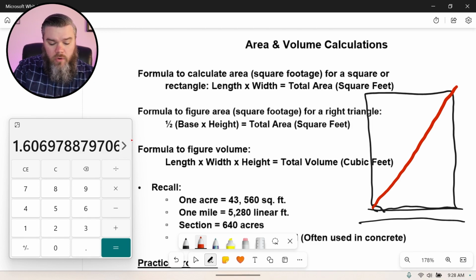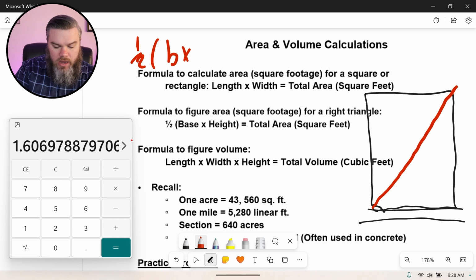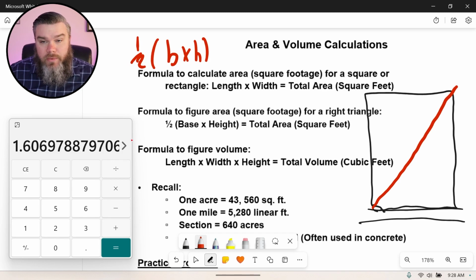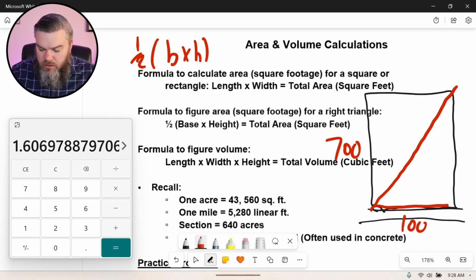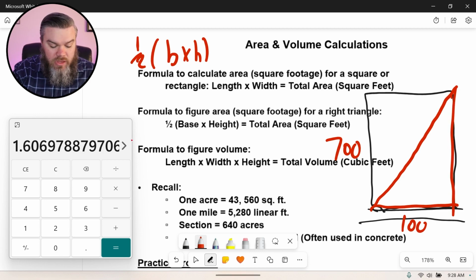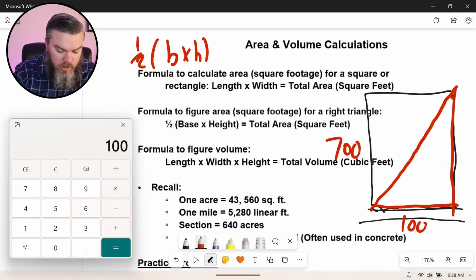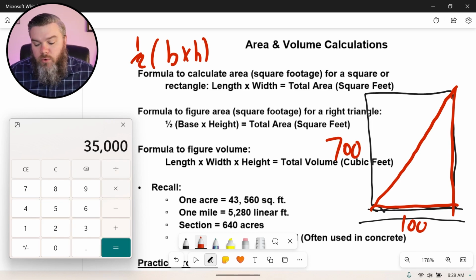It is 1/2 base times height. Now, folks, that's just a fancy way of saying base times height and divided by 2. That's all it is. Base times height divided by 2. Well, in that scenario I just gave where this was 100 and this was 700, this is your base, this is your height. So it's actually the same thing as doing length times width for all intents and purposes. And so in this instance, if I said you had a triangle lot and it looked like this red one that I just drew, that would be 100 times 700 divided by 2, or 35,000 square feet.